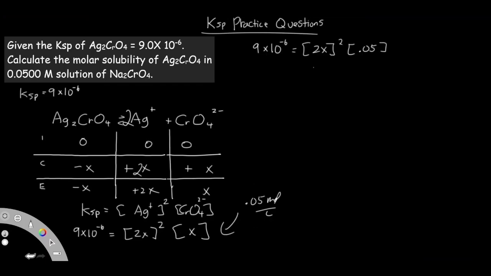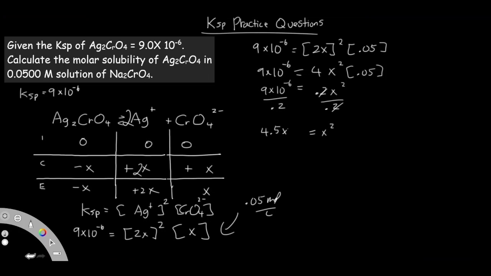Now that I've done that, let's just expand this out. So obviously this just becomes 4x squared multiplied by our 0.05. Let's just continue to multiply these together. 4 times 0.05 gives you 0.2x squared, and let's just continue to keep going. Divide this by 0.2, divide this by 0.2, these cancel out, so you get x squared is equal to 4.5 times 10 to the negative 5. We're just going to square root this, and what you end up getting for your x is 6.71 times 10 to the negative 3. So this here is going to be our concentration.